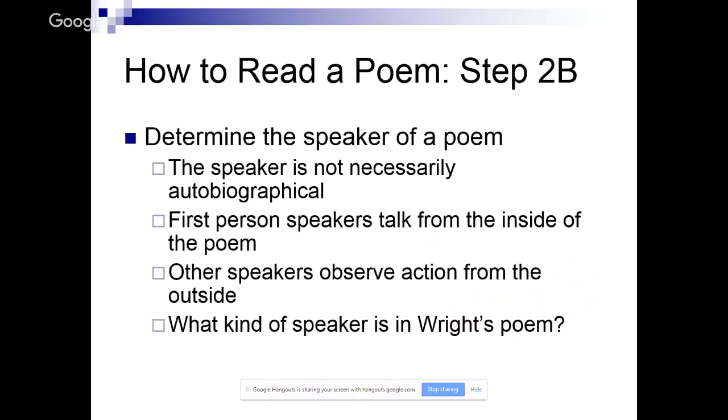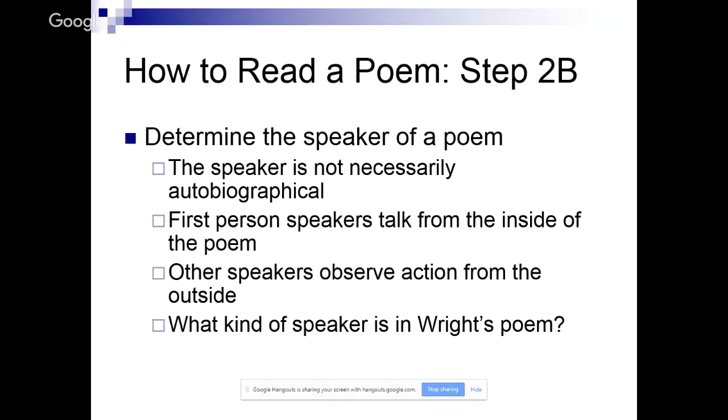In fact, we don't even know for sure that this person is from Martins Ferry, Ohio. Now, it does turn out that he is, but it's not a given that a poet is writing as themselves when they use the first person: I, me, we, us, our. First person speakers talk from inside the poem. Other speakers observe action from the outside. This would be like a third person speaker.